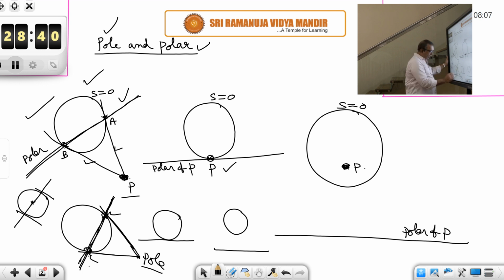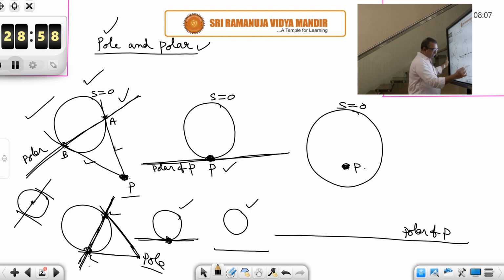Now, a line touches a circle. Here, second case. This is the second type of line, a line just touching the circle. Then what is the pole? From this diagram, the point of contact itself is the pole. This is the pole, and for it, this tangent is the polar. So for the tangent, the point of contact is the pole.